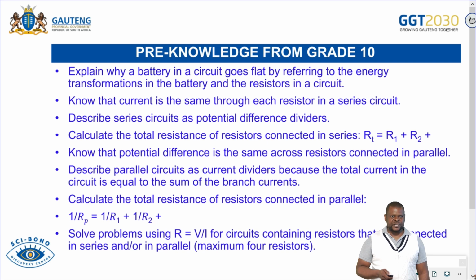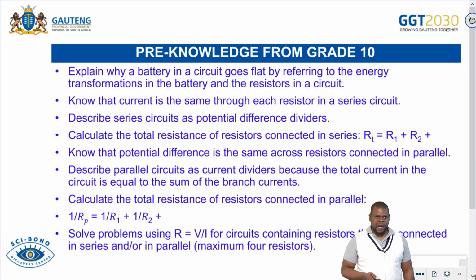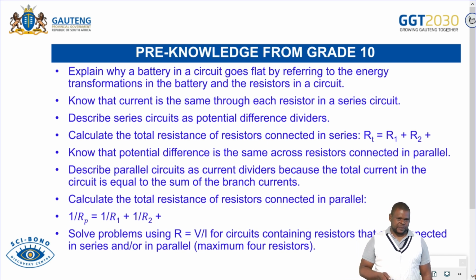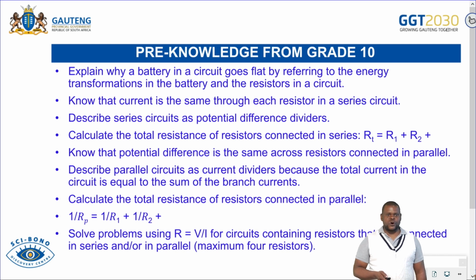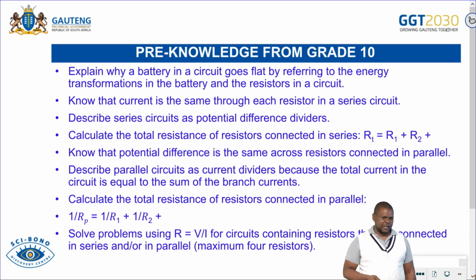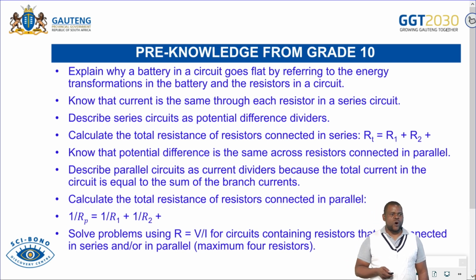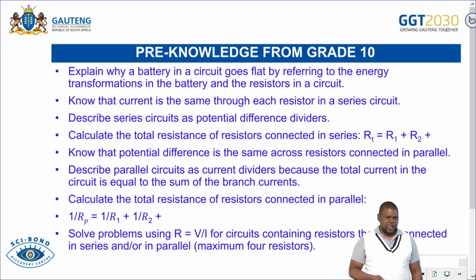Know that the potential difference is the same across resistors connected in parallel. Describe parallel circuits as current dividers, because the total current in the circuit is equal to the sum of the branch currents. Calculate the total resistance of resistors connected in parallel by using this formula: 1 over R total equals 1 over R1 plus 1 over R2.